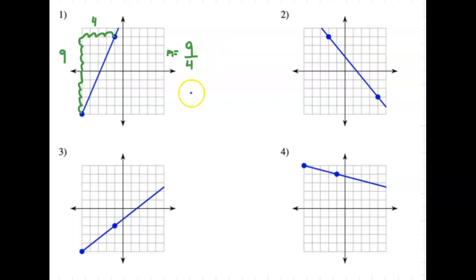Now, can that be simplified? We don't have any common factors with 9 and 4. You could write this and say that's the same as 2 1/4, but we'll just leave it as an improper fraction. That's fine.